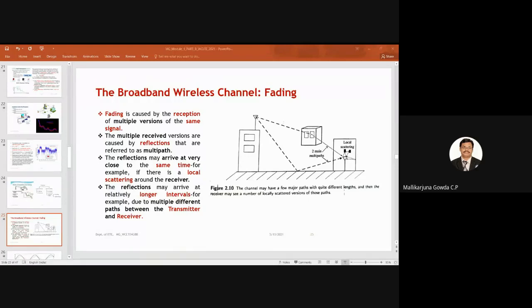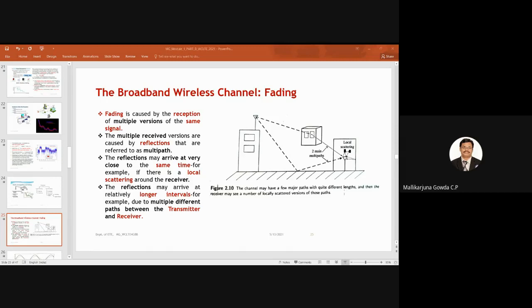But at the receiver, again there are multiple paths, right? So the reflections may arrive at very close to the same time, if there is local scattering around the receiver. That is one thing. Another one is that the reflections may arrive at relatively longer intervals, due to multiple different paths between the transmitter and receiver. So here two things you need to understand. One is due to local scattering, where the reflections may arrive at very close to the same time.